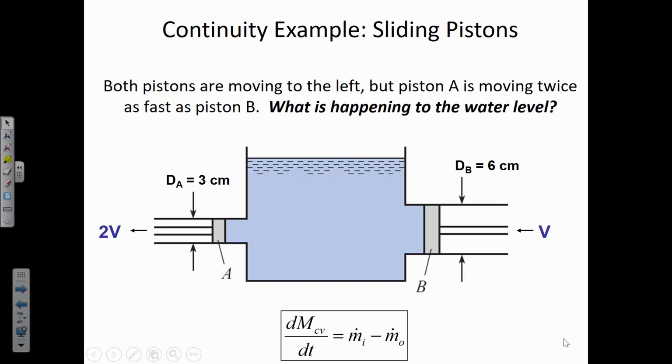So the question is, what's happening to the water level here? Remember, the three options are you can have an increase of mass, and so there's positive accumulation in the tank, which would mean the liquid level is going up. There can be a negative accumulation in the tank, which means the liquid level is going down, or in equals out, and the liquid level would stay the same. So what's happening to the water level?